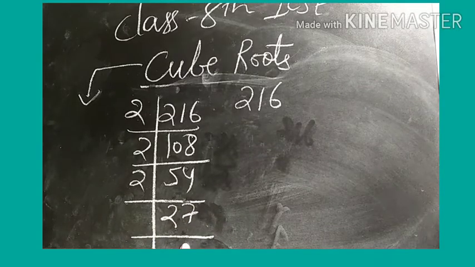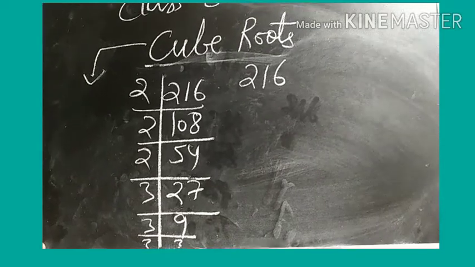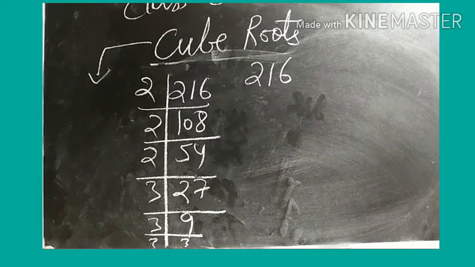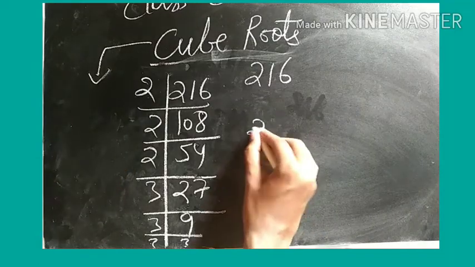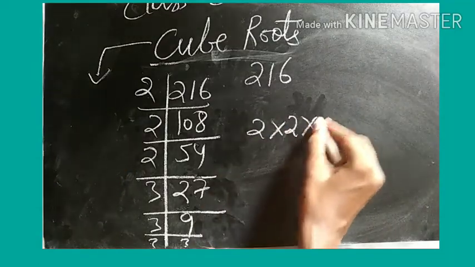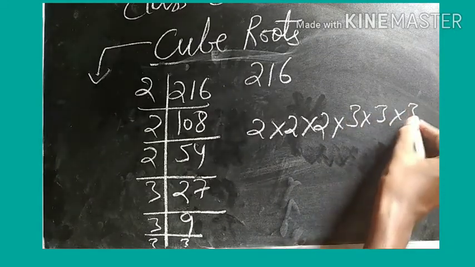Now, can you divide it by 2? No, you can't, so you go for another number. Let us check by 3. 7 plus 2 is 9, yes, it will go by 3. So 3 nines are 27, 3 threes are 9, 3 ones are 3. So these are all the prime factors: 2 into 2 into 2 into 3 into 3 into 3.